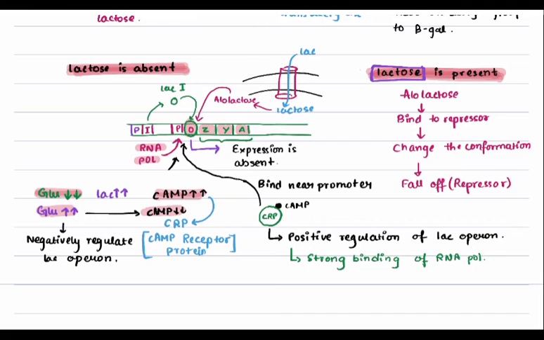So CRP is sometimes also called CAP, that is catabolite activating protein. So this is another term that is used for CRP, which is called CAP. So the CAP binding portion is somewhere near the promoter, so that it can bind the RNA polymerase with greater affinity onto the promoter, and that is going to cause the expression of the structural genes more rapidly.